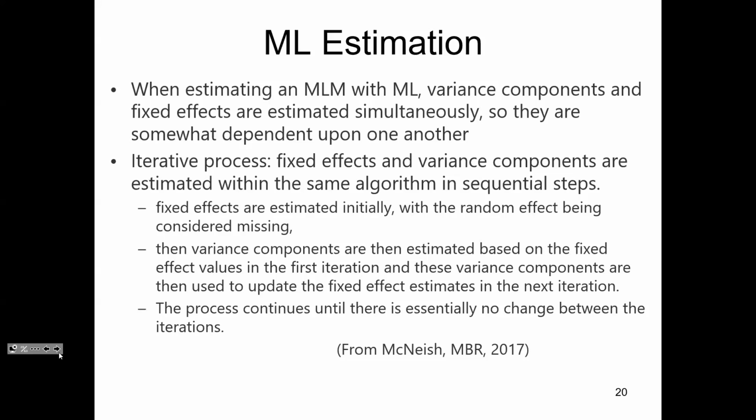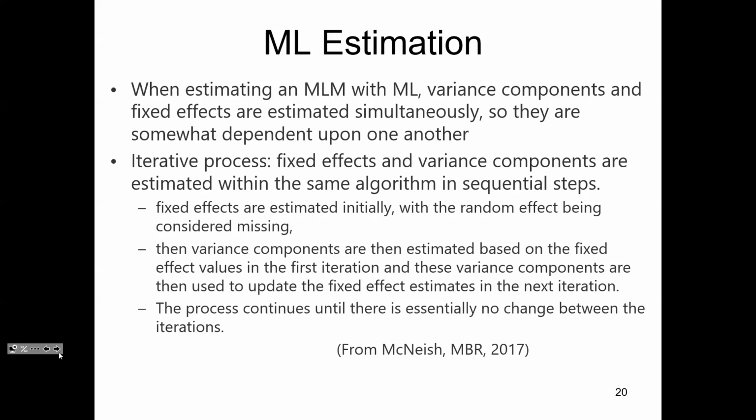So anyway, when we estimate a multi-level model with maximum likelihood, the variance components and the fixed effects are estimated simultaneously, so they are somewhat dependent on each other. We estimate the fixed effects and the variance components within the same algorithm, but in sequential steps. The fixed effects are estimated, then the random effects are considered missing, then the variance components are estimated based on the fixed effect values from the prior iteration, and the variance components are then used to update the fixed effects estimates in the next iteration. You go back and forth, and this is what the computer is doing, okay?